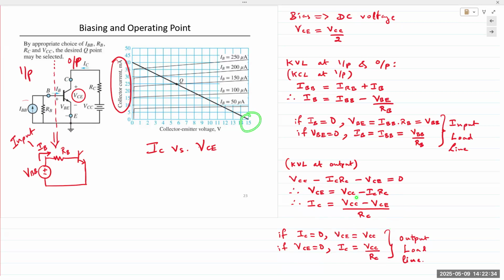One point is here at the bottom, VCE is equal to VCC, which is 15 volts. The other one is here at the top, 40 milliamps. Once you have these two coordinates, you join the line, and then the desired point of operation is where we obtain our Q point. Okay, so this load line biasing and operating point is pretty standard.